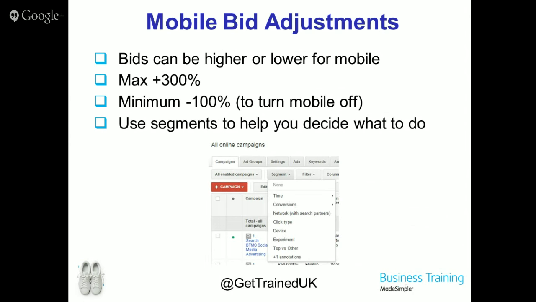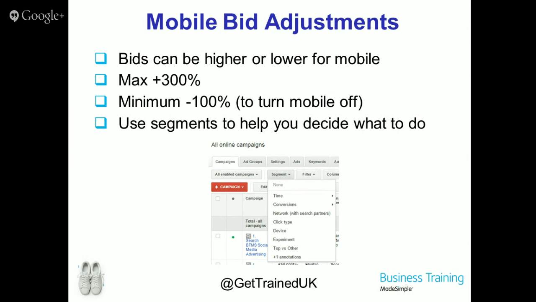So by using the segments menu, which we can see here, you can segment on various different things, as you can see in that drop down. But one of the things you can do segments on is the device type. So you can actually look at your AdWords account and look at all the stats in there and split them up into those that come from desktops and those that come from mobiles.